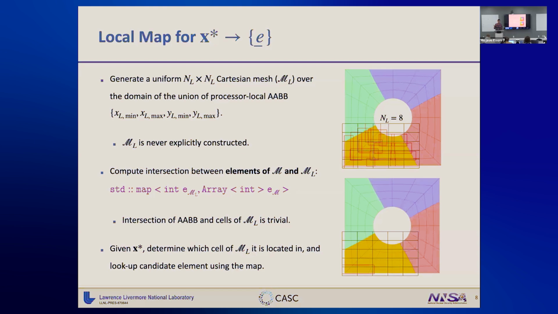And then we can use this information during the find phase of our interpolation process, right? Where you have a given location in physical space coordinates. You figure out which element of the Cartesian mesh that point is located in, and then you use the map to get the list of elements.